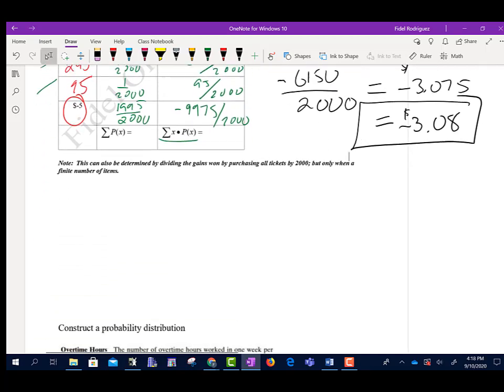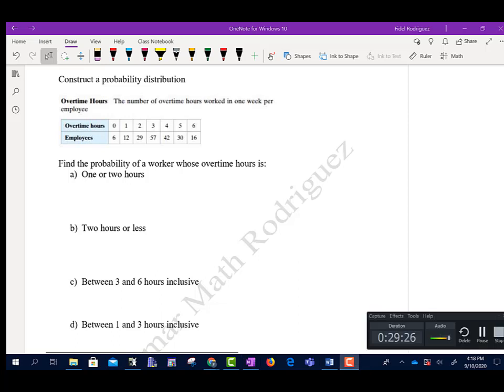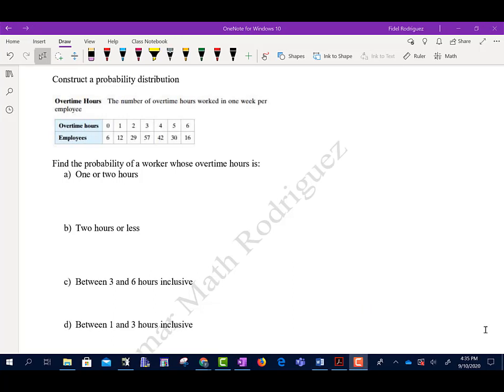All right. So I have another couple more probability distribution problems because I want us to make sure that we're comfortable with these here. And we'll see if we can figure them out. Okay, so it says to construct a probability distribution. So we have overtime hours, the number of overtime hours worked in 1 week per employee. So we have our overtime hours and we have our employees. So the first thing we're going to do is make our probability distribution.